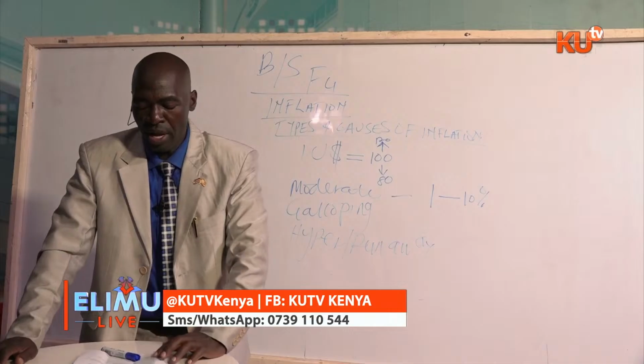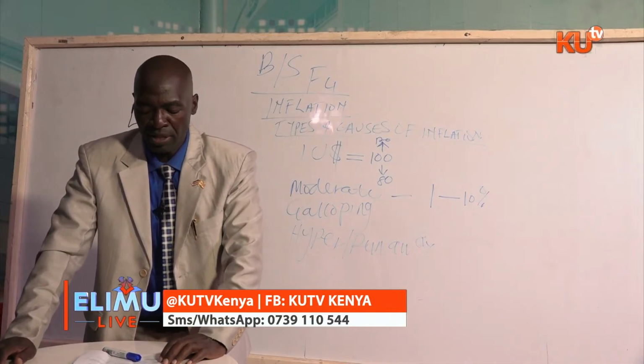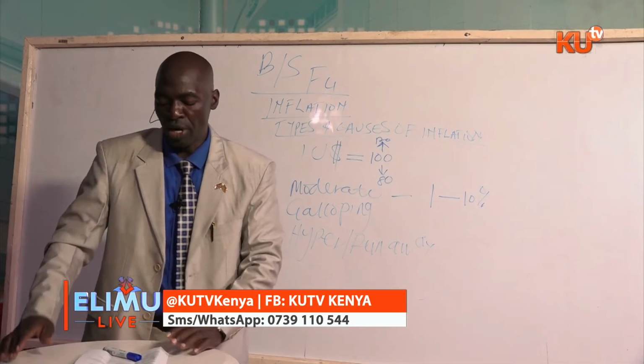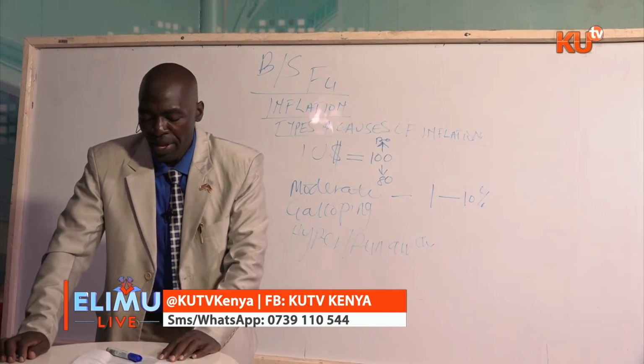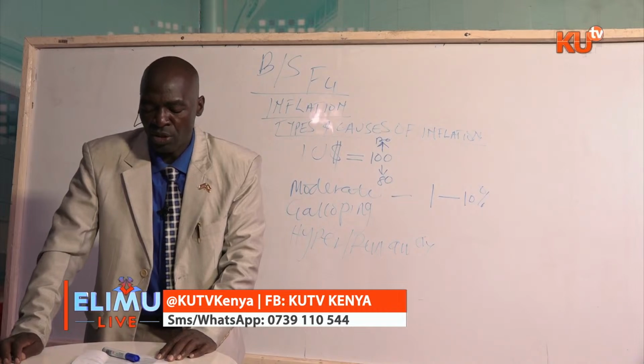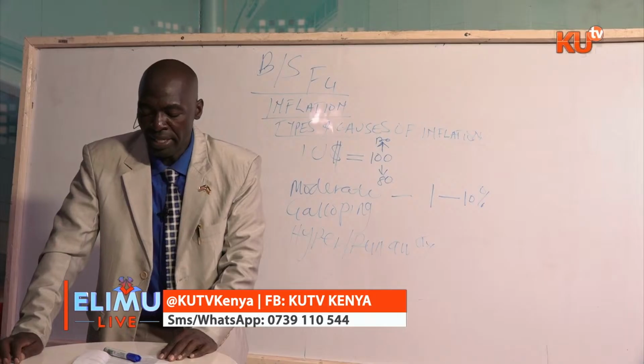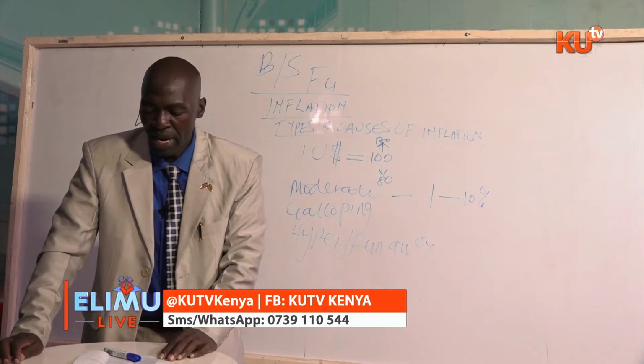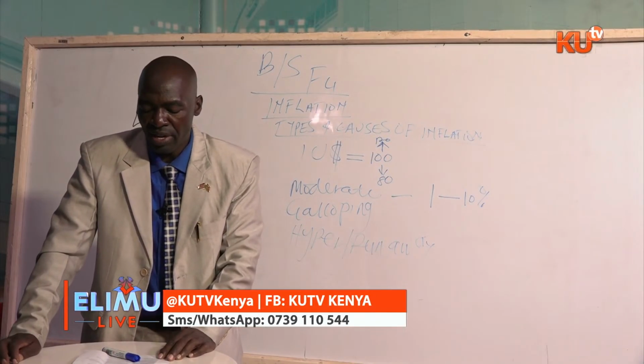So it is called moderate, stroke creeping. It is creeping, crawling slowly by slowly. That is when the inflation rate is rising slowly or increases slowly at the rate of 10% or in tenths. So it can benefit both the creditors and the debtors depending on the time or period they transact.